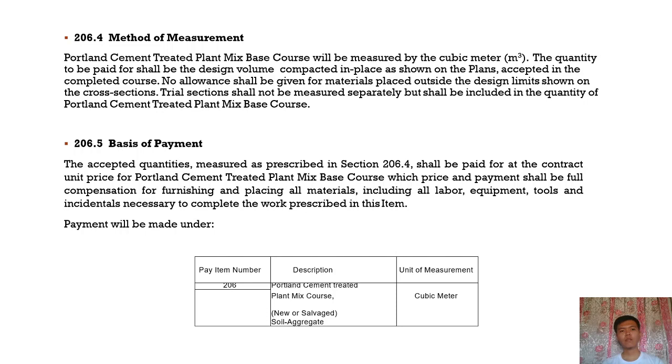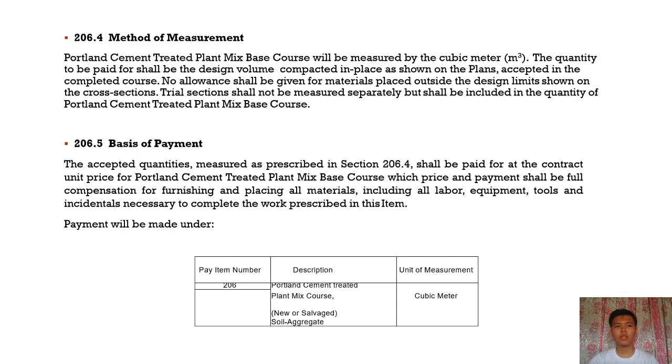So next is the method of measurement and basis of payment. Section 206.4 Method of measurement. Portland cement treated plant mix base course will be measured by cubic meter. The quantity to be paid for shall be the design volume compacted in place as shown on the plans, accepted in the completed course. No allowance shall be given for materials placed outside the design limits shown on the cross sections. Trial section shall not be measured separately but shall be included in the quantity of Portland cement treated plant mix base course.